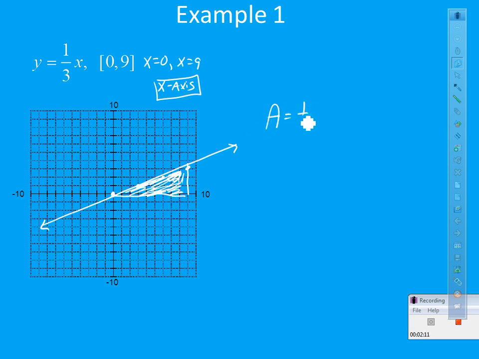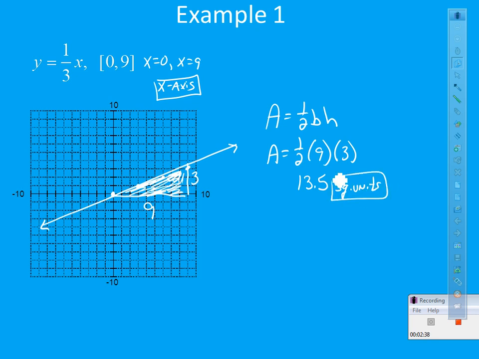The area of this will be 1/2 the base times the height. So the area of this is 1/2. It looks like my base here is 9 units long, and it looks like my height here is 3 units high. Well, 1/2 of 9 times 3 sounds like 13.5. So technically the area is 13.5 square units. Once again, we're not really worried about the units part of it. You'll see why here later as we go. So that's all there is to the first one.